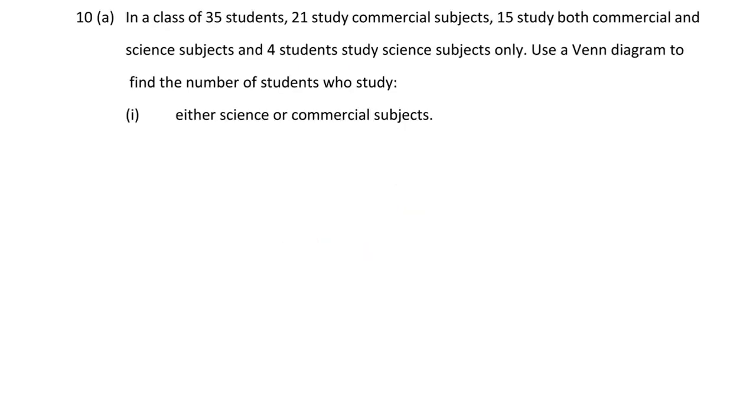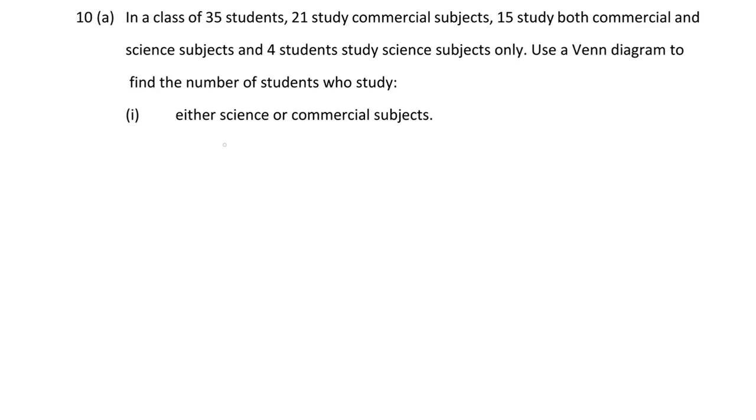Question number 10, part A. In a class of 35 students, 21 study commercial subjects, 15 study both commercial and science subjects, 4 students study science subjects only. We are supposed to use a Venn diagram to find the number of students, for Roman 1, who study either science or commercial subjects. Okay, so this is the set problem.